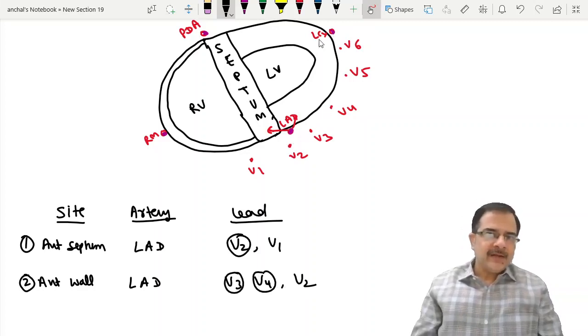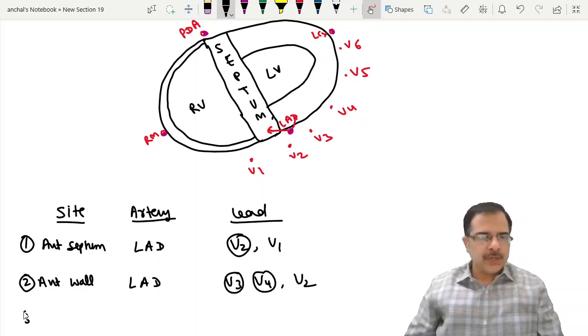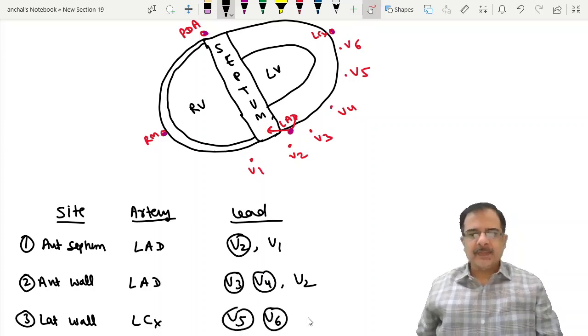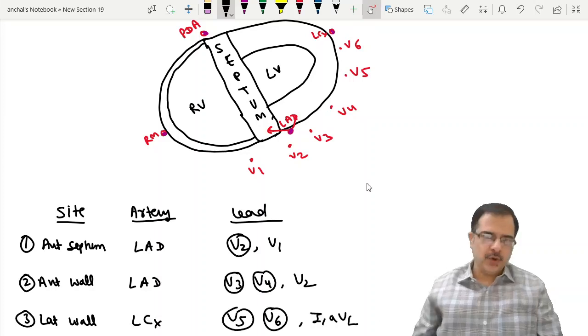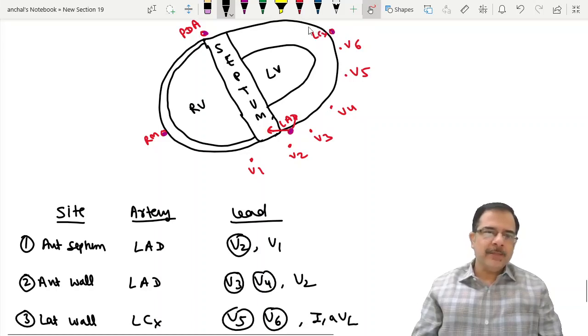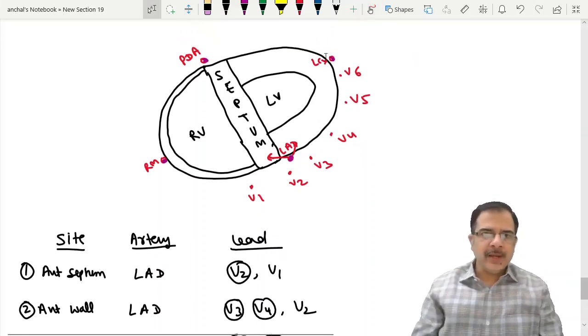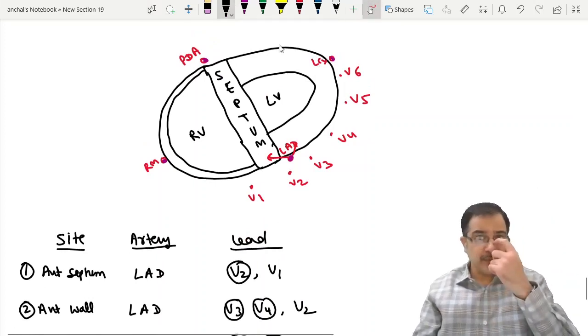While left circumflex supplies the lateral wall. So if we go to the lateral wall, it is left circumflex, and it is V5, V6 as well as lead 1 and AVL. And AVL is the slightly superior wall. Now the left circumflex also supplies the posterior wall. So how do we know that it is a posterior wall MI?